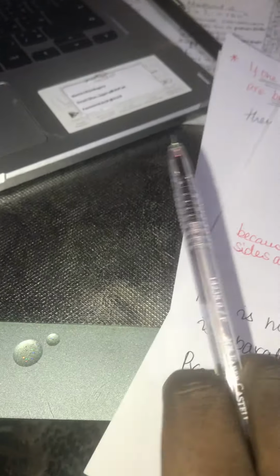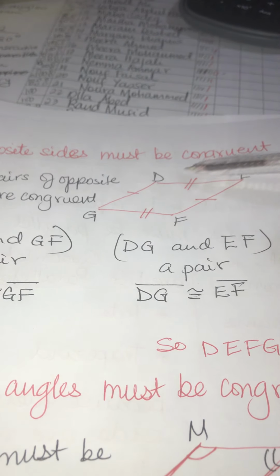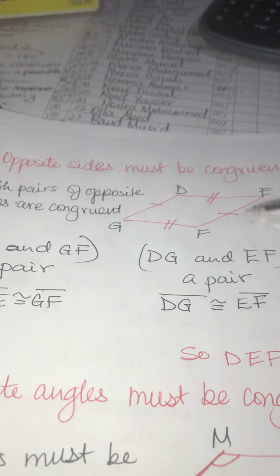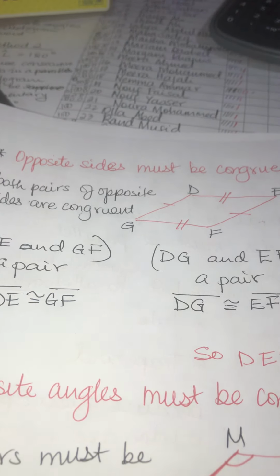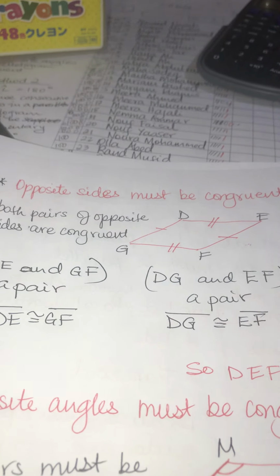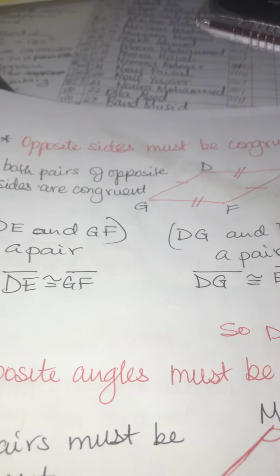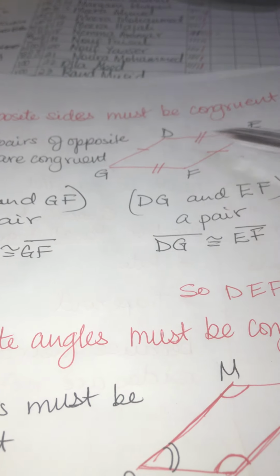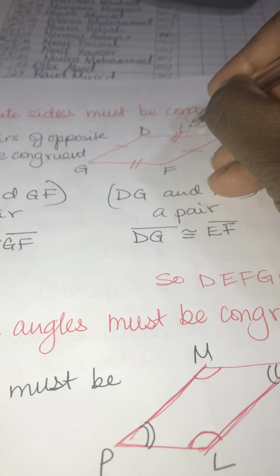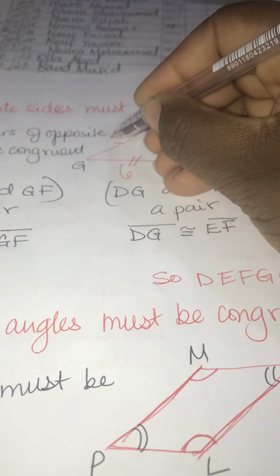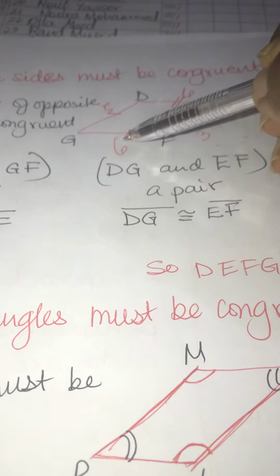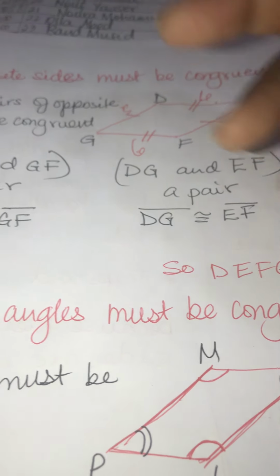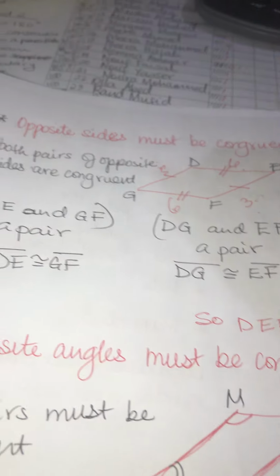Okay? Now, one of the proofs: you must make sure the opposite sides are congruent. If they are not congruent, then they are not parallelograms. Both pairs must be congruent, these two and these two. You cannot just have this one and this one not congruent. So if I write 6 here, 6 here, 5 here, and 3 here, this is not a parallelogram, because 5 and 3 are not the same. This must be the same, and this must be the same.